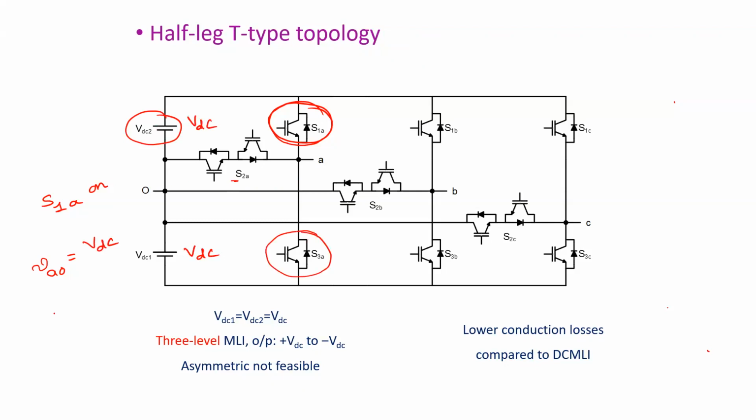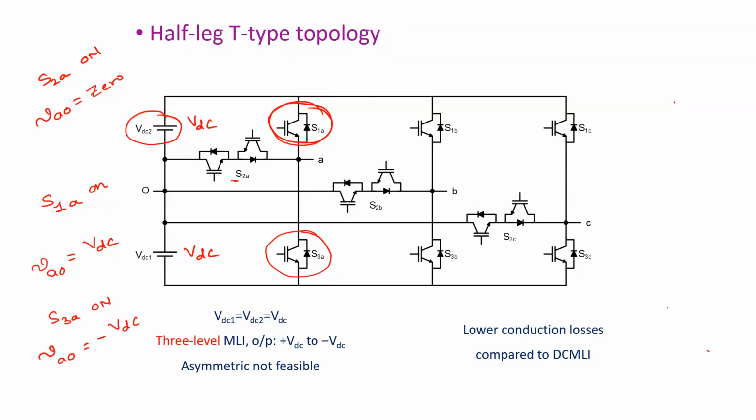Similarly, when this bottom switch, S3A, is on, what is the voltage VA0? Minus VDC, right? Similarly, when S2A, the bidirectional switch, is on, what is the voltage VA0? Zero. If the bidirectional switch is on, the voltage is 0. So that means it is producing 3 voltage levels, right?